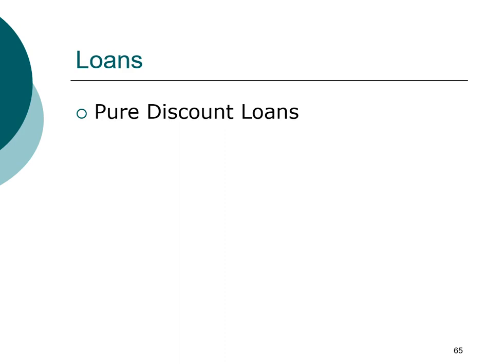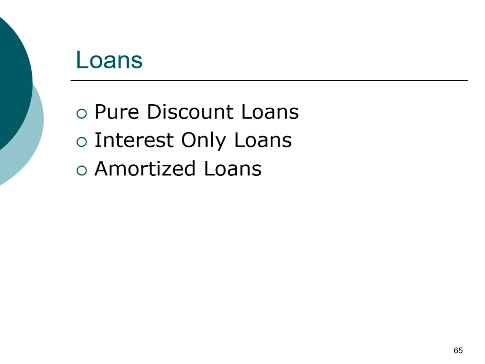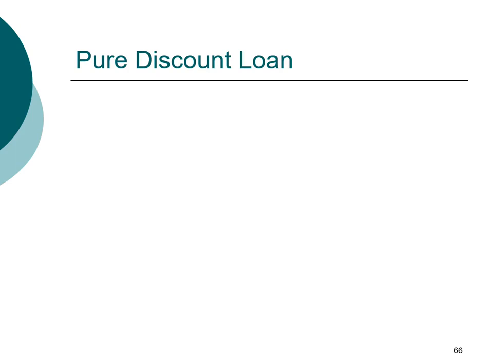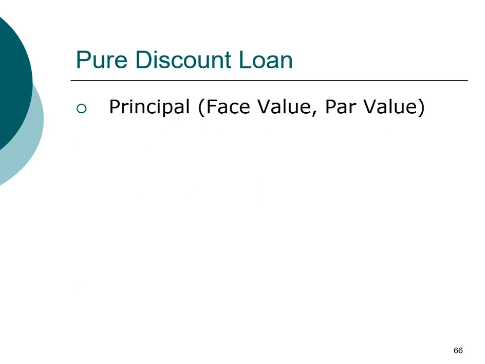The first one is called a pure discount loan. The second is an interest-only loan, and the third category are amortized loans. We'll focus on pure discount loan and amortized loan in this chapter. We'll save the interest-only loan for later in the chapter when we talk about bond valuation. So let's take a look at pure discount loans.